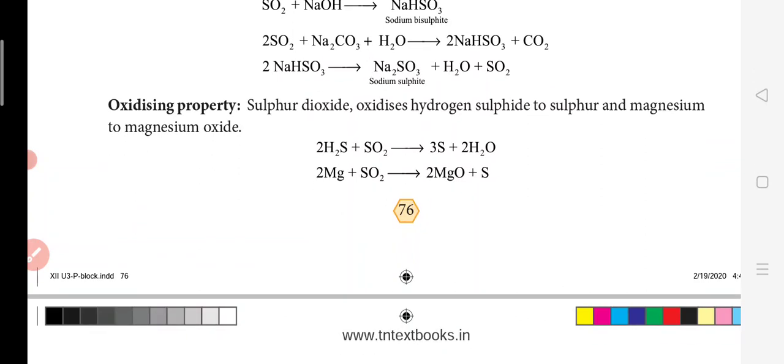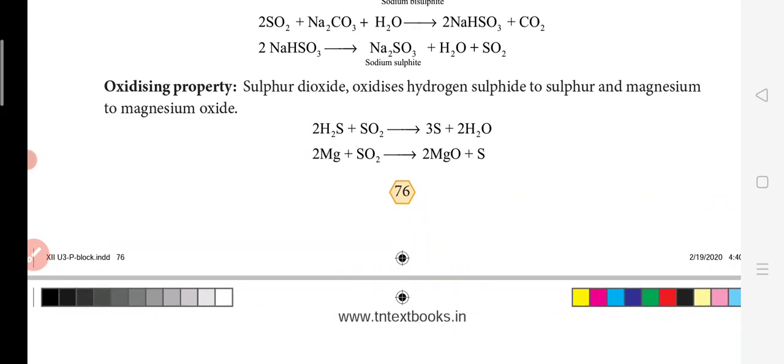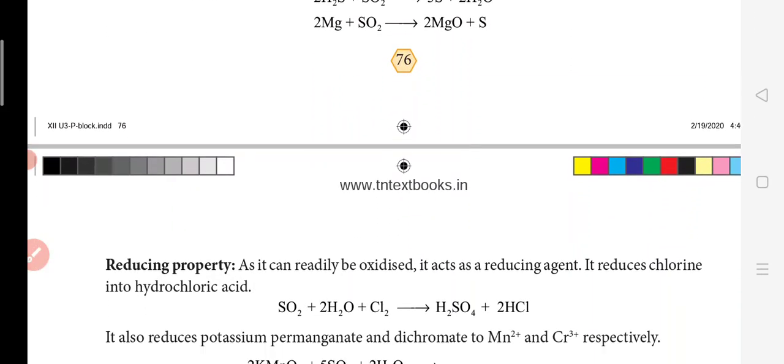And its oxidizing property: sulfur dioxide oxidizes hydrogen sulfide to sulfur and magnesium to magnesium oxide, that is H2S to sulfur, and Mg with SO2, sulfur dioxide. It oxidizes. So oxidation means what? It supplies oxygen, or the other definition is removal of hydrogen. So it is removing hydrogen from sulfur. And here it is giving oxygen to magnesium to form its oxide.